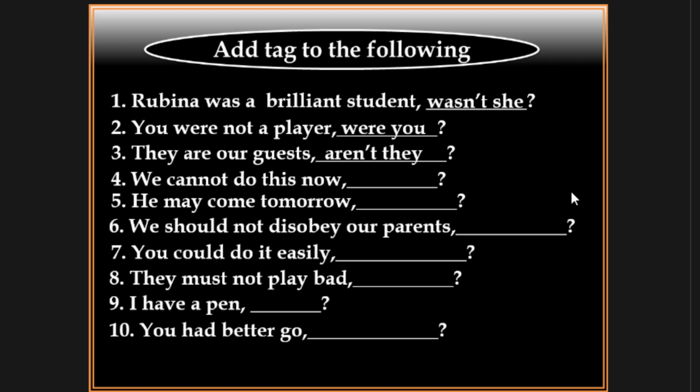Question number 4. We cannot do this now. Here this is a negative statement and the tag question will be can we? Question number 5. He may come tomorrow. This is a positive statement. That's why the tag question will be mayn't he?